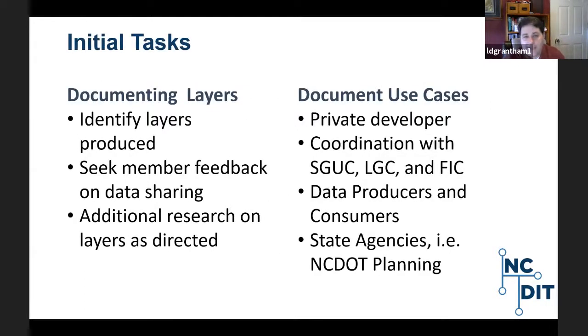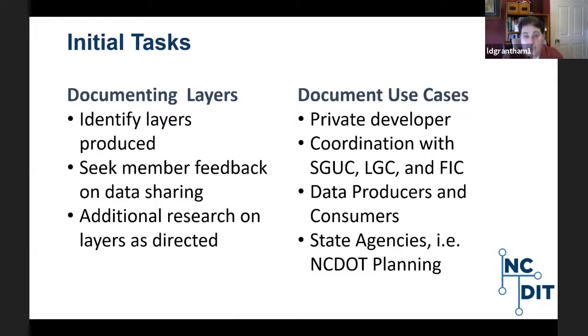So the initial task, again, was to document data layers, to get a list of layers, and then seek member feedback on how that information is shared presently. We knew that that's going to be a sort of a broad reach across this very diverse group that we have, but it was still worthwhile to do. And then the other thing that I previously mentioned, again, was to develop or document use cases. So again, those use cases were one of two areas. So it was either in data providers or data consumers. So how data could be used, or how it is made available and curated or maintained.